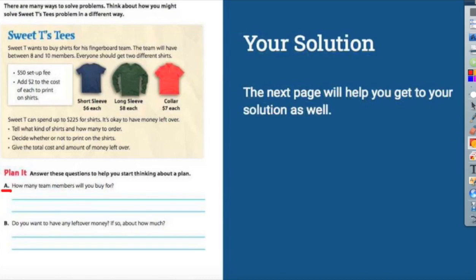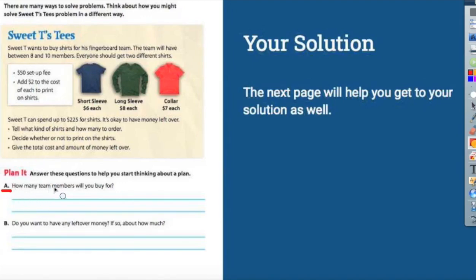Okay, on to page 146. This is the same problem that we're looking at, but now it's time to have your solutions. We're going to plan how you're going to solve it. Different than how Sweet Tea did, because he chose 9 members. I want you to make sure that you're choosing between 8 and 10, but maybe try to choose 8 or 10 since Sweet Tea chose 9 members.